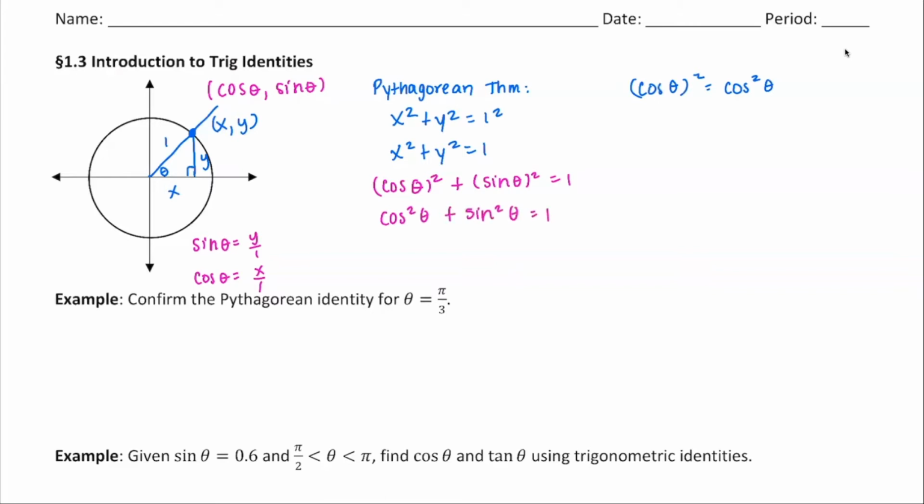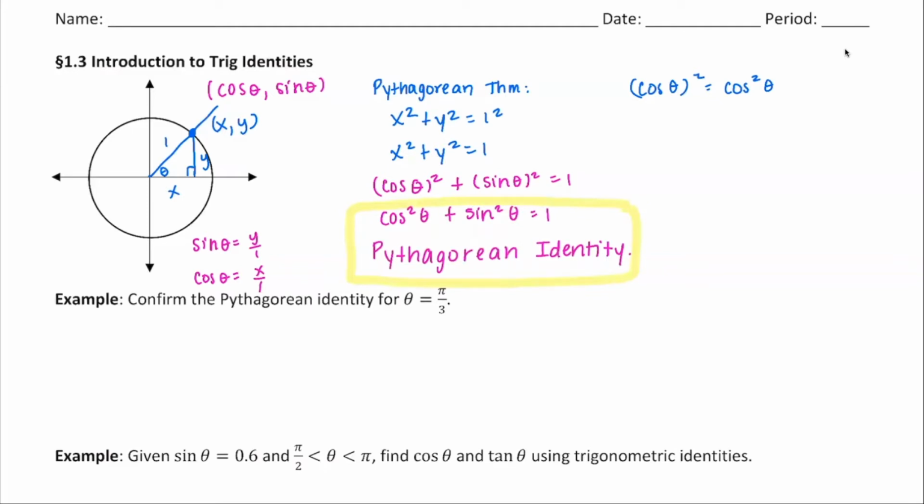And so this is what we would call an identity. We would call this an identity because we are rewriting this expression using trig functions, and the left-hand side equals the right-hand side. And this is true every single time. So this is our Pythagorean identity. And we're going to use this today to evaluate sine and cosine when we're given only a little bit of information.